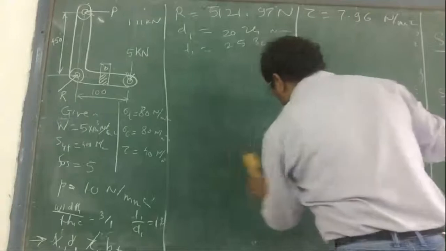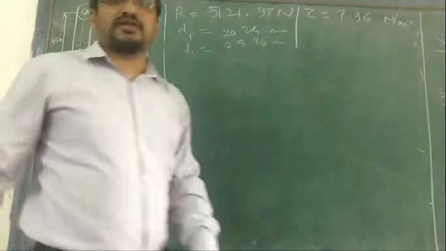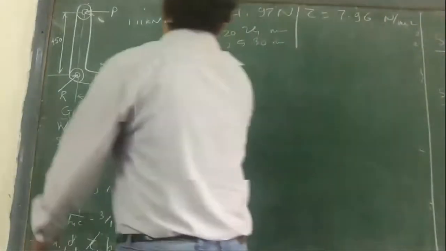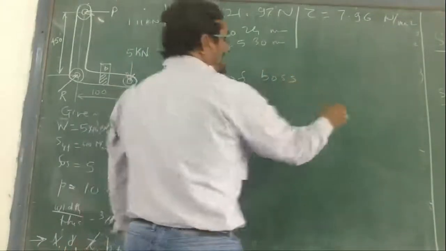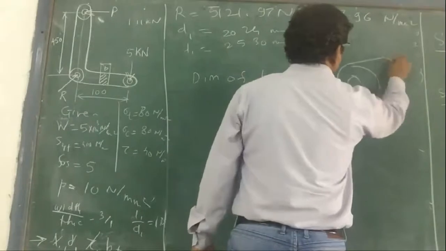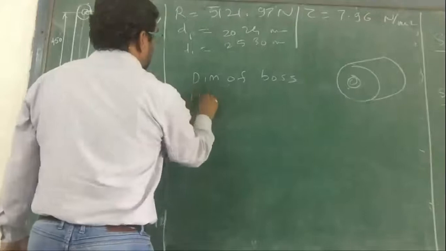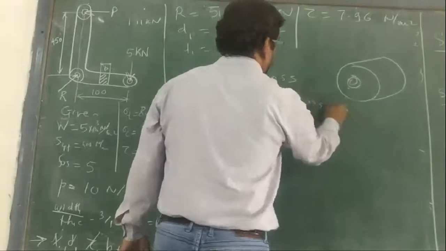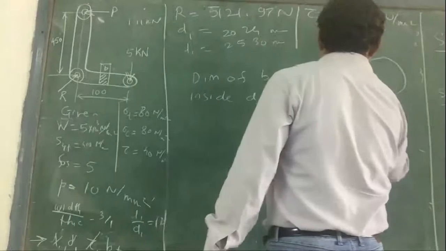So we calculated the dimensions of the fulcrum pin and the stress at the fulcrum pin. Now what is next? Now we have to find the dimensions of the boss. Boss means the part around the fulcrum pin. Around it there will be a boss, like this. The inside diameter of the boss will be the same as the pin diameter, so we'll have 21 mm.